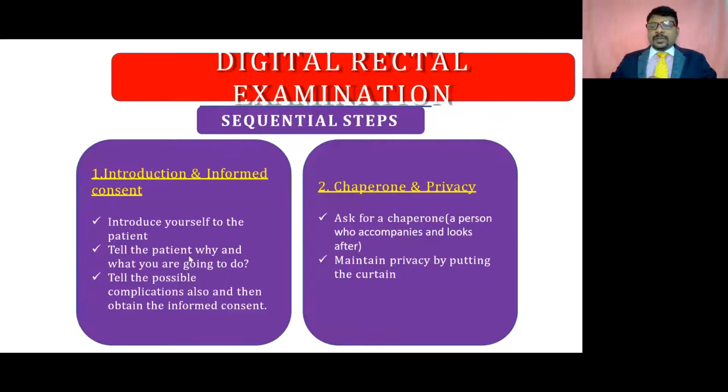In the second step, the chaperone and privacy. That means ask for a chaperone. If anybody comes with the patient, like caretakers or accompanying persons, they should be there, and we ask them to stay along with the patient and maintain the privacy by using the curtains. So we have to give privacy while assessing the rectal examination. We should not be in open places, otherwise the patient won't be comfortable and won't get any privacy. So that is the second step, or second stage, of the assessment process.